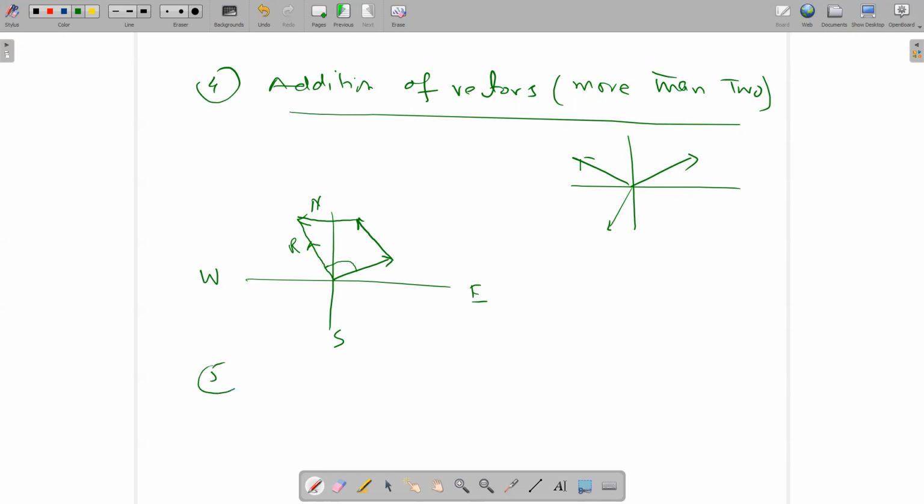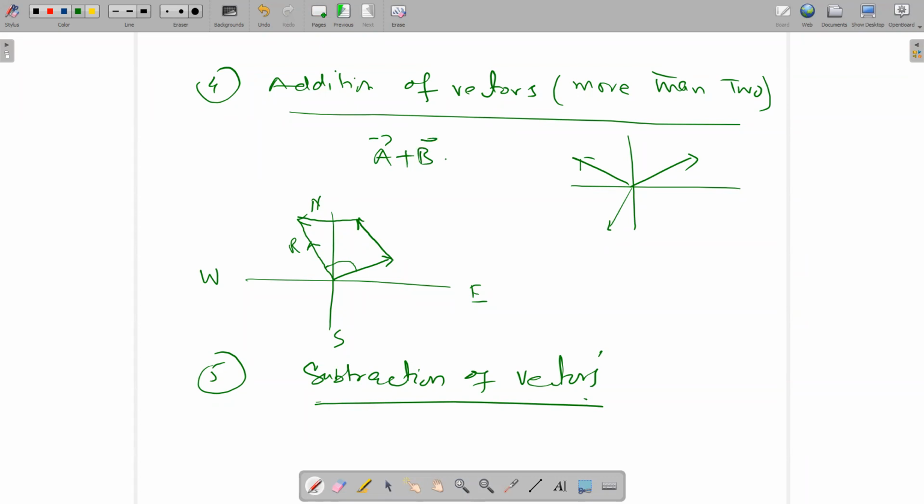Then we have studied the subtraction of vectors. Here you remember that we use this law, A plus B is equal to B plus A, and this is called the commutative law. And then we use A plus B plus C, this is called the associative law. These laws we have studied in the addition of two vectors and three vectors.